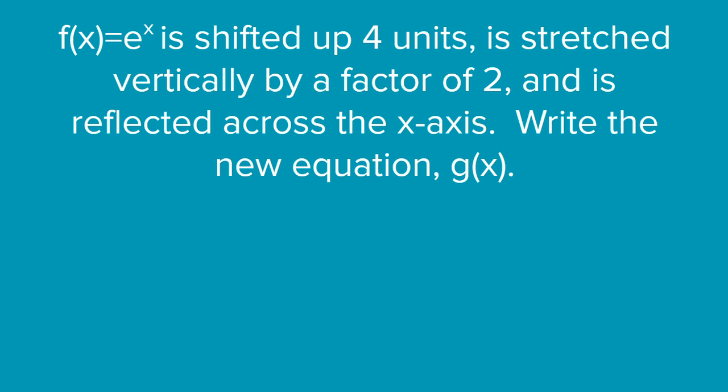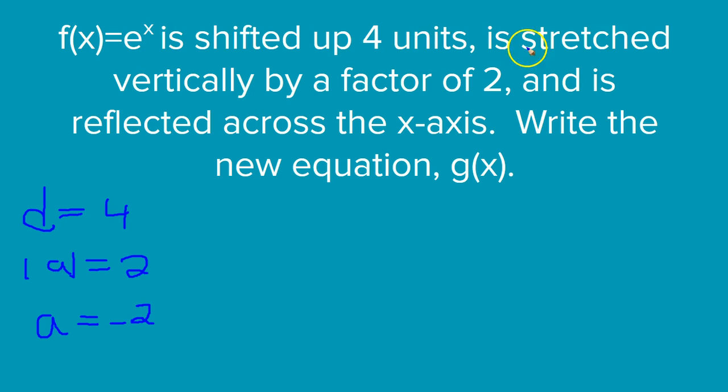So now that we know all of these transformations, we can go back and look at our original problem. We're told that f of x equals e to the x is shifted up 4 units. Okay, so that tells us that d equals positive 4. We're told that it's stretched vertically by a factor of 2. Okay, so the absolute value of a is going to be 2. And then we're told that it is reflected across the x-axis. So that means we're going to have a negative a. So our a value must be negative 2.